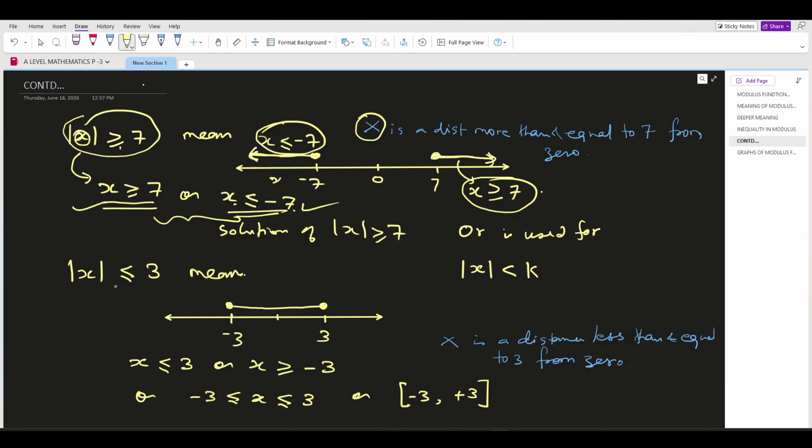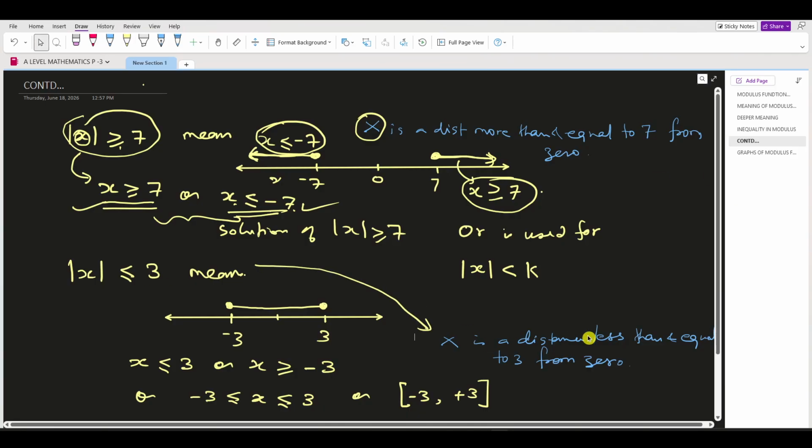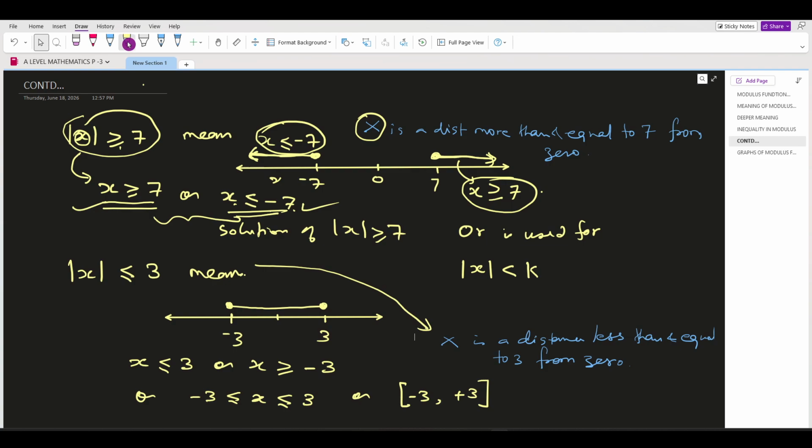Okay, let us take one more. Modulus of x less than equal to 3. What is the meaning of this? Now, modulus of x is less than equal to 3. The meaning is x is a distance less than and equal to 3. See, here there is a less than as well as equal to sign. Can you see? Both signs are there. So here you will have less than also and equal also.